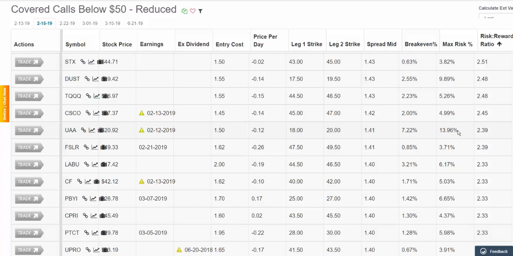So you would have to see UAA drop 14% before you hit the maximum risk, and it has a favorable risk reward ratio. So this one might be worth taking, but you would still have to understand that there's extra risk in this one, simply because of the earnings release that will occur before the expiration of this trade. Some of these earnings occur after the expiration, and so those would be safe with regard to the end of the trade.